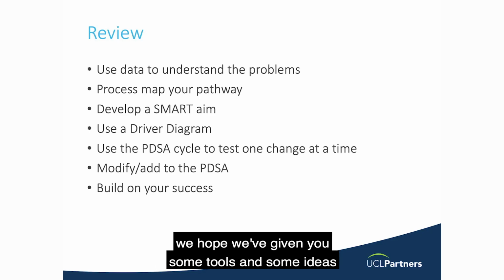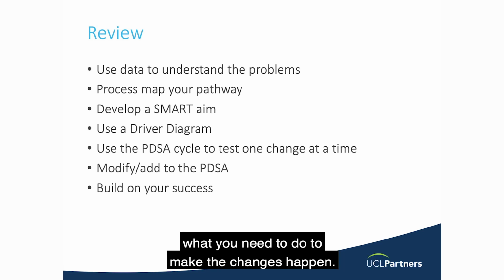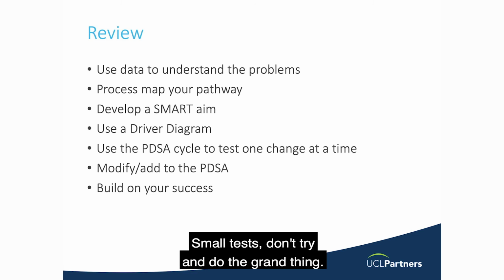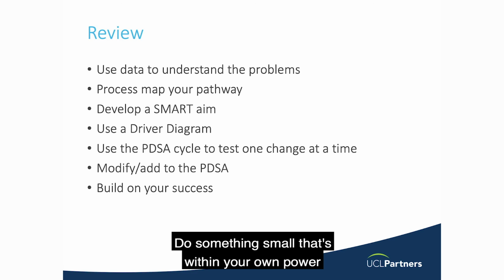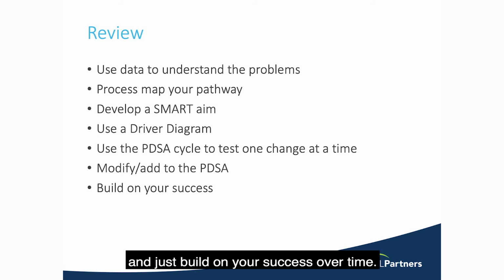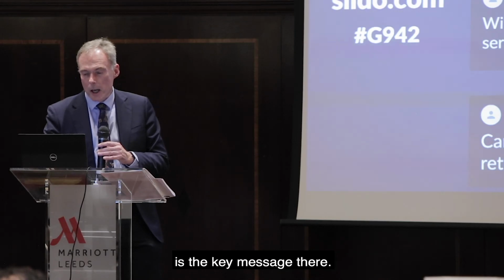Process mapping the pathway, we hope we've given you some tools and some ideas to try and then take that forward. Develop a SMART aim, use a driver diagram to try and understand what you need to do to make the changes happen. Use the PDSA cycle to test things out, and small tests of change. Small tests, don't try and do the grand thing. Do something small that's within your own power to make a change, and then modify that as you go on and just build on your success over time. So have a structured approach, I think, is the key message there.